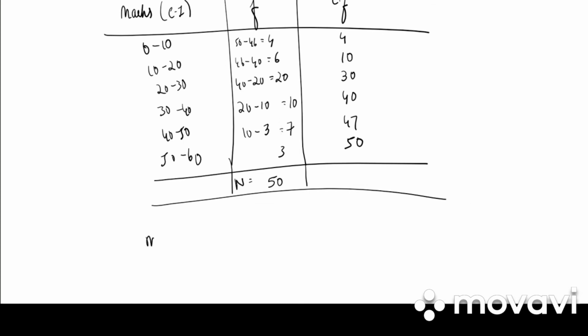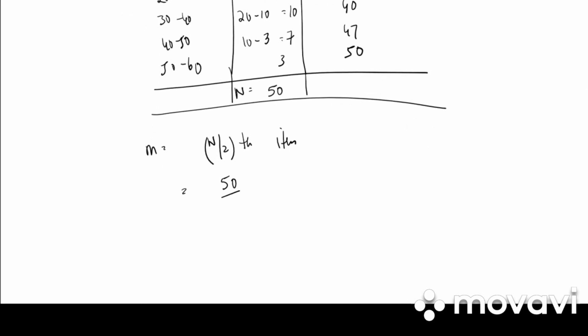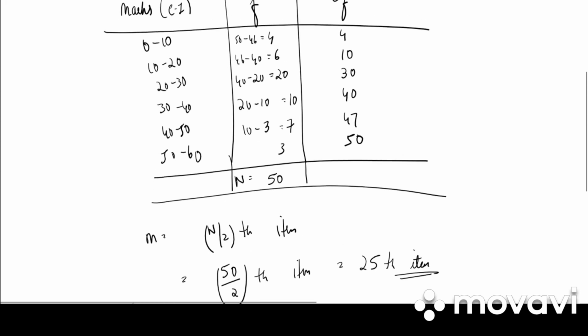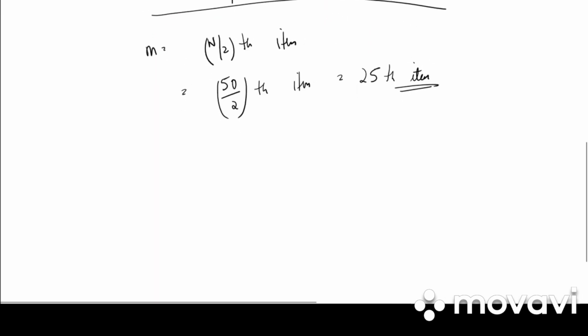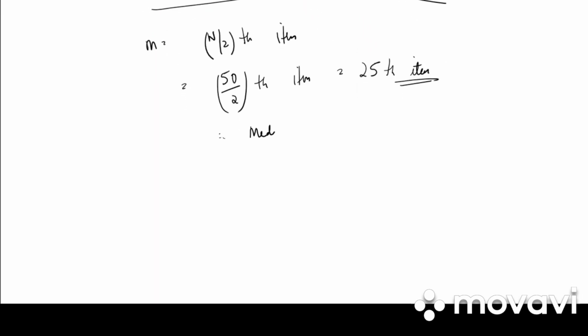So first we need to find median, that is n by 2th item. How much is n? 50. 50 by 2, that is 25th item. So what is the class interval for 25th item? See the cumulative frequency, it is 20 to 30. Therefore median class is 20 to 30.